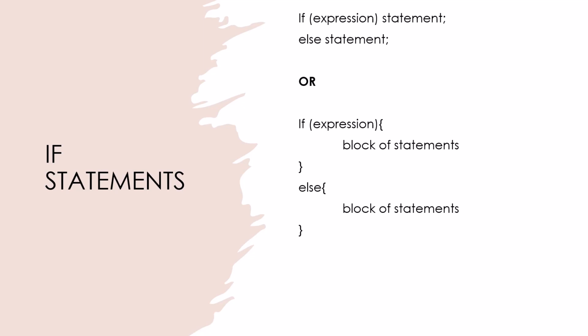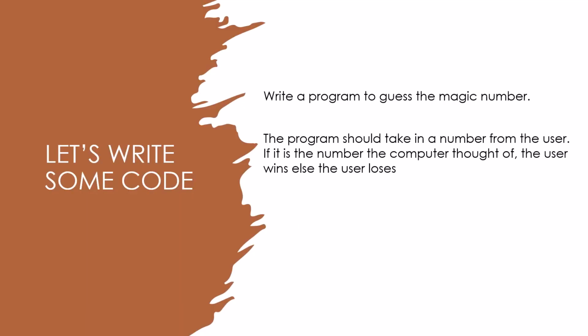Now, keeping this in mind, let's write some code. Write a program to guess the magic number. The program should take in a number from the user. If it is the number the computer thought of, the user wins, else the user loses. Pretty simple, right? What's the input here? It's the number from the user. What's the process? The computer generates the number and compares that number with the number the user entered, and accordingly prints a message out. Important when you're reading a brief to figure this out, right? What exactly is going to be the input, what is going to be your process, and what's going to be the output.